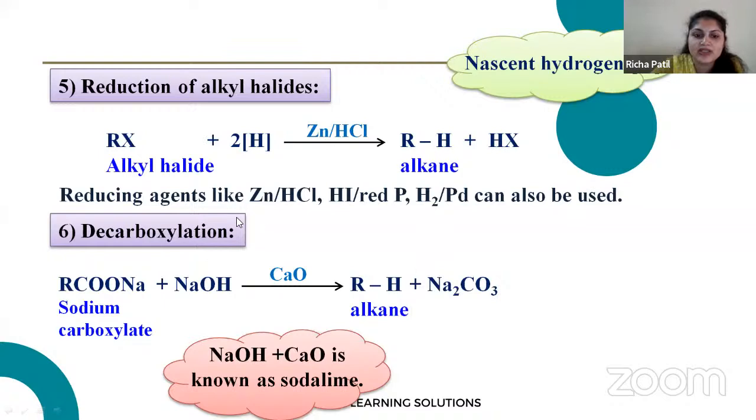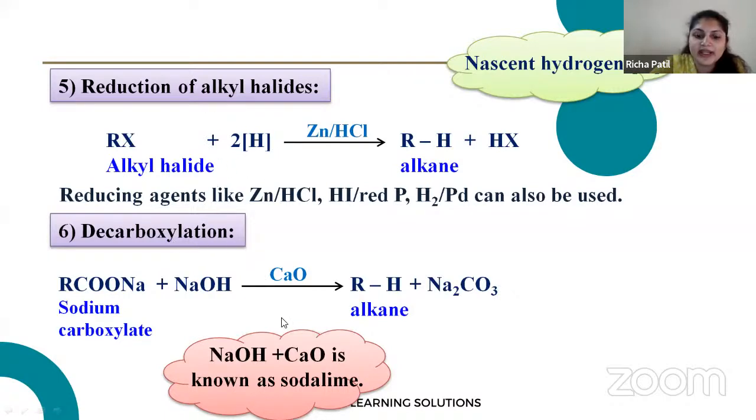So what is the role of the reducing agent? It reduces the substrate and itself undergoes oxidation. So alkyl halides show reduction, that is, 2 hydrogens are added in the presence of zinc and HCl, it forms alkane, RH. So there is a replacement reaction taking place, and the side product is hydrogen halide. So these are some of the reducing agents which are used for reduction of alkyl halide. Reduction is nothing but addition of hydrogen.